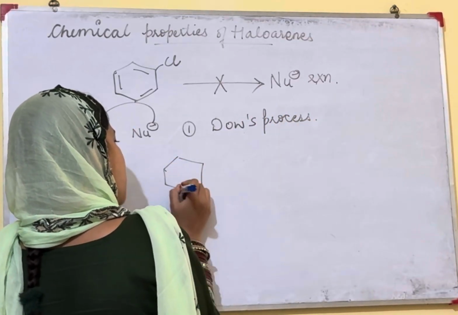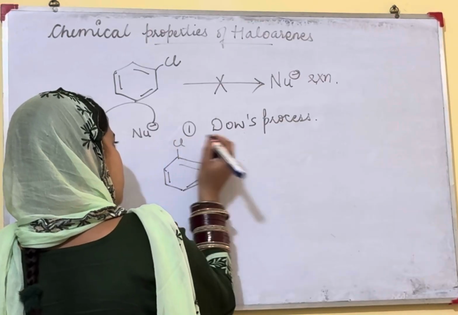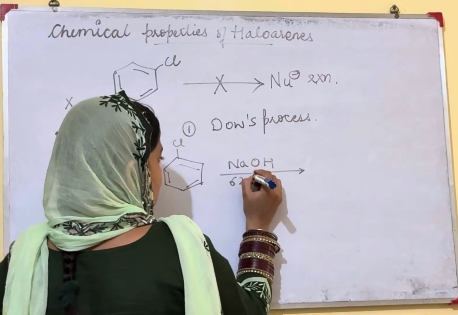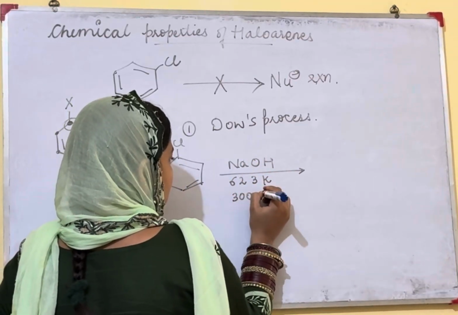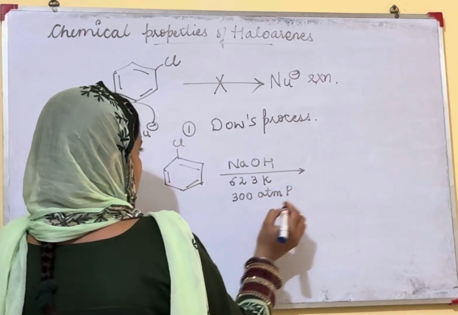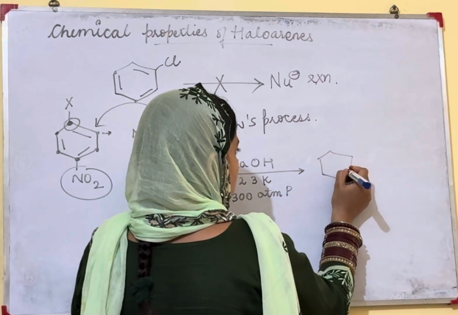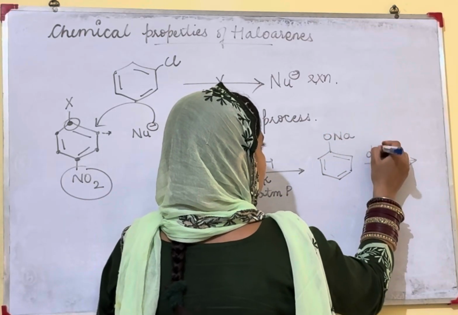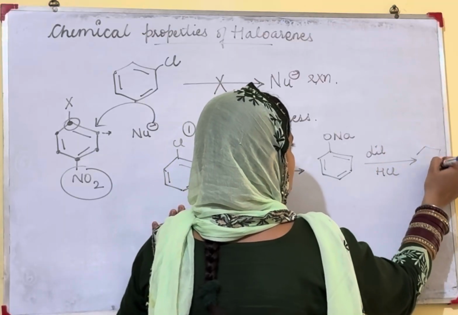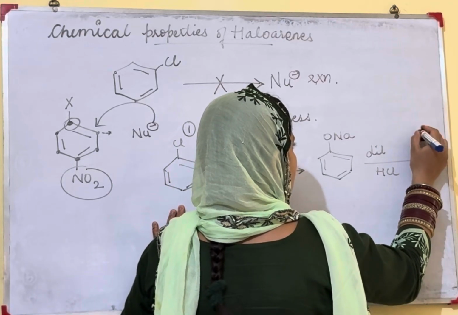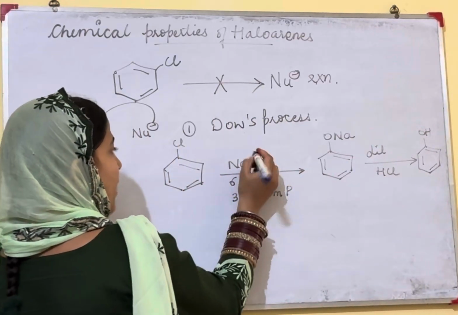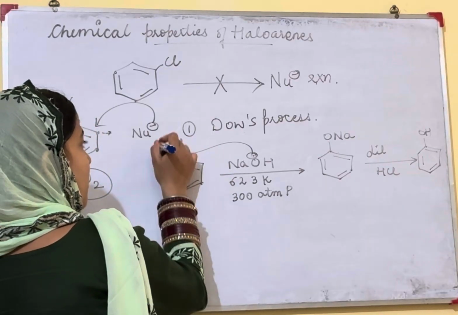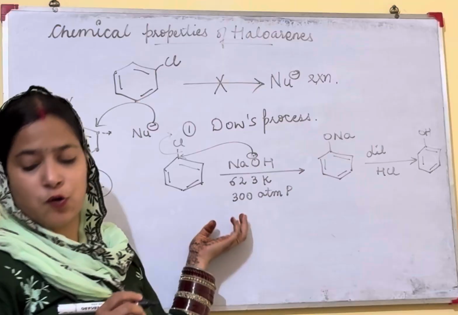For this, there is the haloarene. It will take place in NaOH, at 623 Kelvin temperature and 300 atmosphere pressure. It leads to the formation of sodium phenoxide. Then on reaction with dilute HCl, it leads to the formation of phenol. This is the nucleophilic reaction here, because this O negative will attack on this carbon and this Cl will be removed. So it is a nucleophilic substitution reaction.